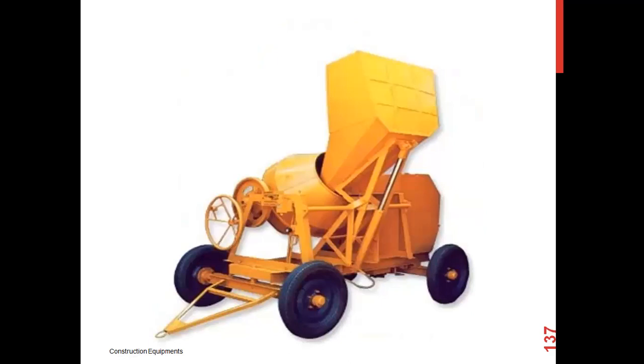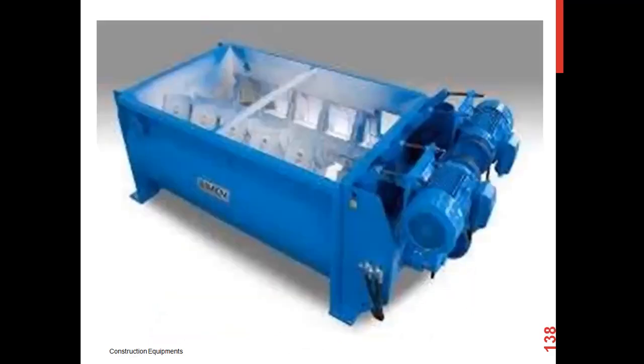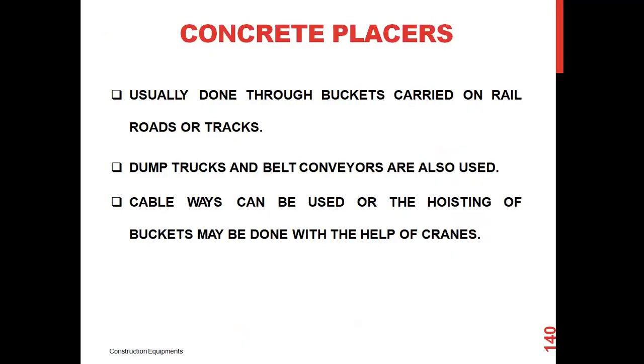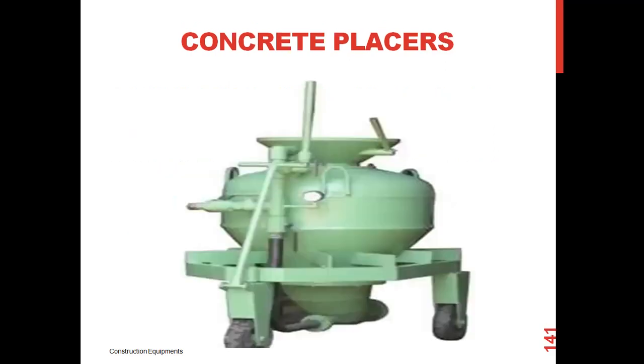Here, these are also drums, tilting and non-tilting. Concrete placing is usually done through buckets carried on railroads or tracks. Dump trucks and belt conveyors are also used. Cableways can be used, or the hoisting of buckets may be done with the help of cranes.